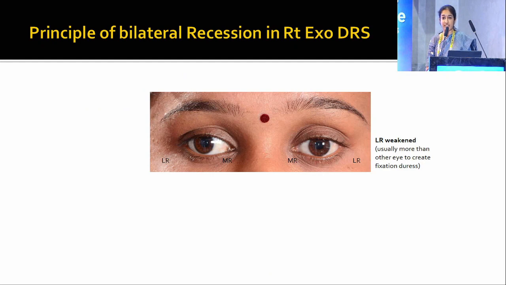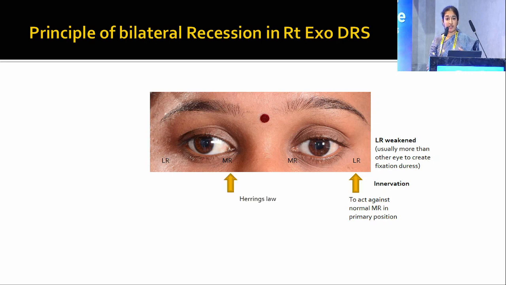an asymmetric recession. So what we mean by creating a fixation duress is basically this LR in the normal eye is weakened, so it needs more innervation to come into this eye to even bring it to the primary position to act against a normal MR. So DRS is innervational. So here we're playing with the nerves. So according to Hering's law, the other eye MR is going to get more innervation and the other eye LR is going to get less innervation.